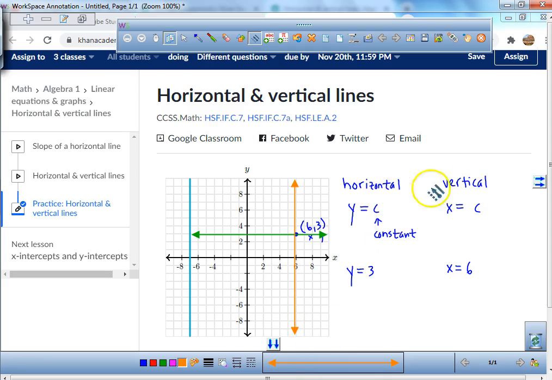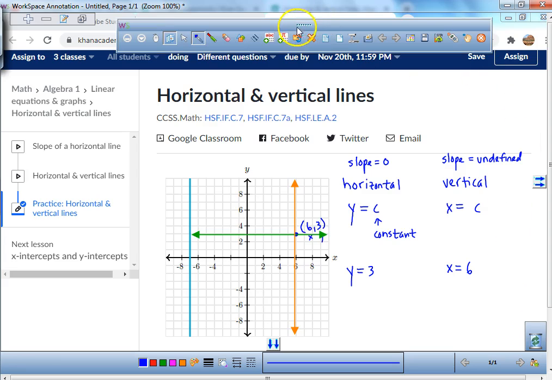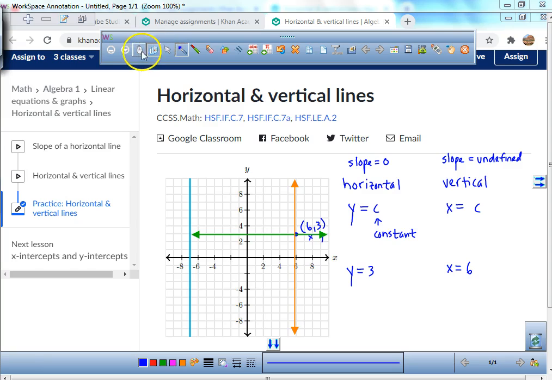So we're dealing with horizontal and vertical lines. Just so you know, horizontal lines always have a slope that's equal to 0, whereas vertical lines always have a slope that is considered to be undefinable. So we call it undefined.